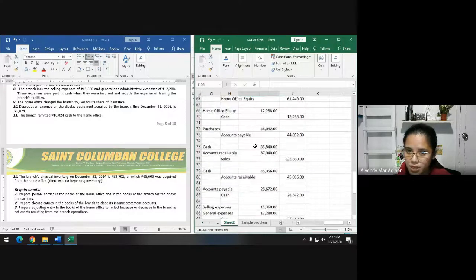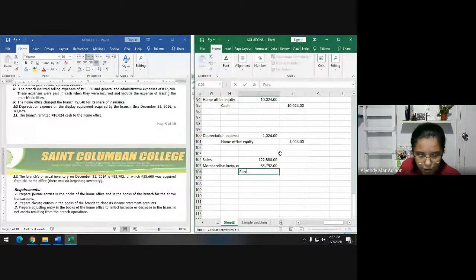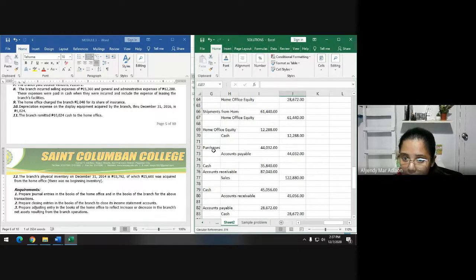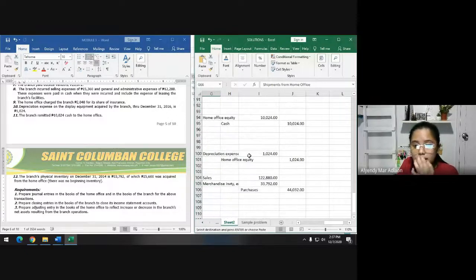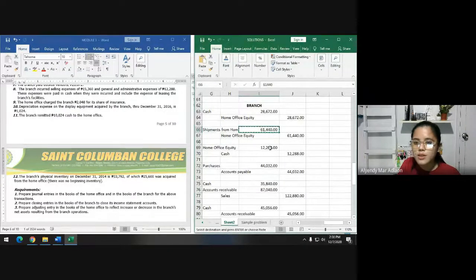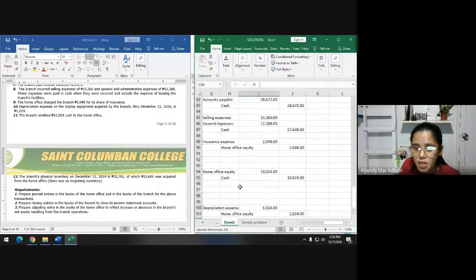So do we have any purchases? So we have purchases of 44,032. So credit purchases 44,032. Okay, so aside sa purchases, take note nga aside sa ning purchase ta sa outside vendors, nagkuha po ta og inventory coming from the home office. So you also have to close this one, because this is a nominal account under the income statement. So credit shipments from home office, that is 61,440. Okay, and then after that is katanadayong mga expenses.